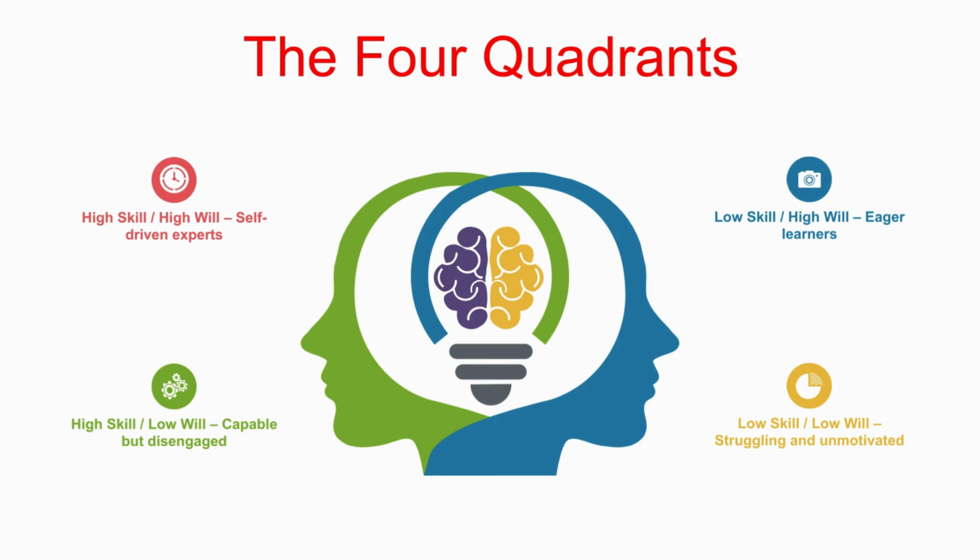High skill, low will. That means they're capable, but they're disengaged. We want to excite and motivate them. Low skill, high will. They're eager learners. We want to coach and guide them, give them mastery experiences with the skills so that we can increase that low skill setting and move them higher in the quadrant.